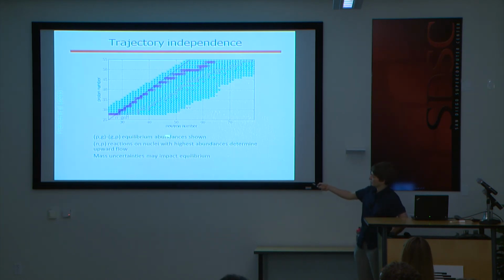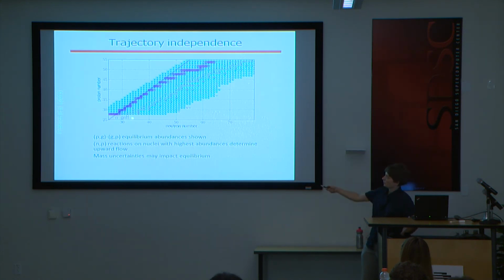We calculated equilibrium abundances for (p,γ)-(γ,p) equilibrium, and we looked at which is the largest reaction that destroys each of these isotopes. So that's what the arrows indicate. And from this, we could predict which ones might be the most important ones.